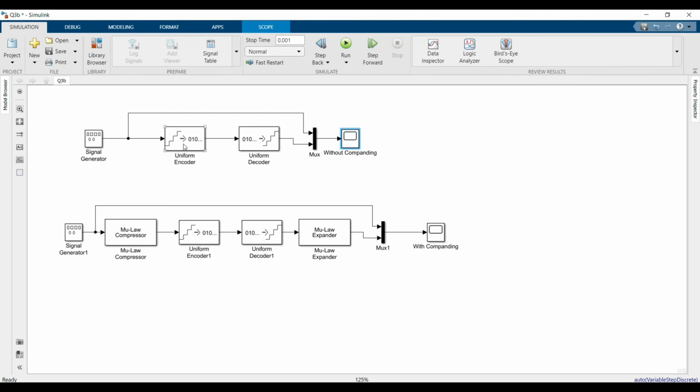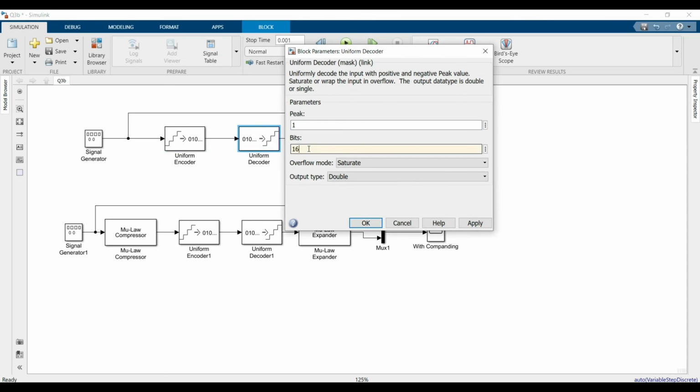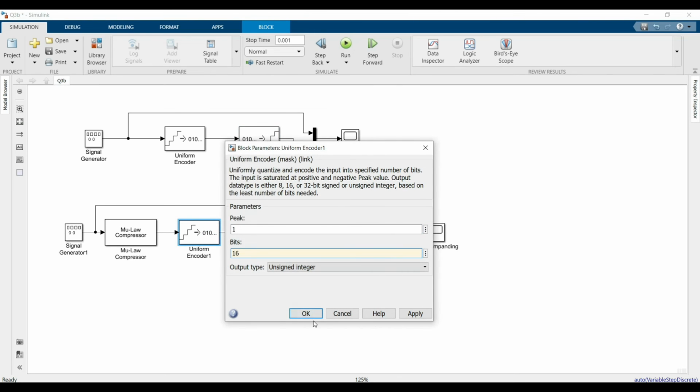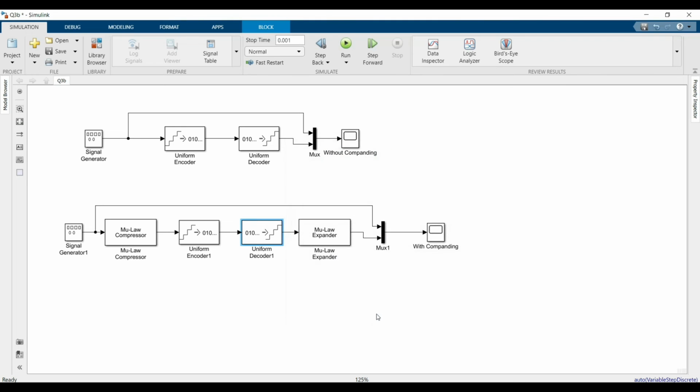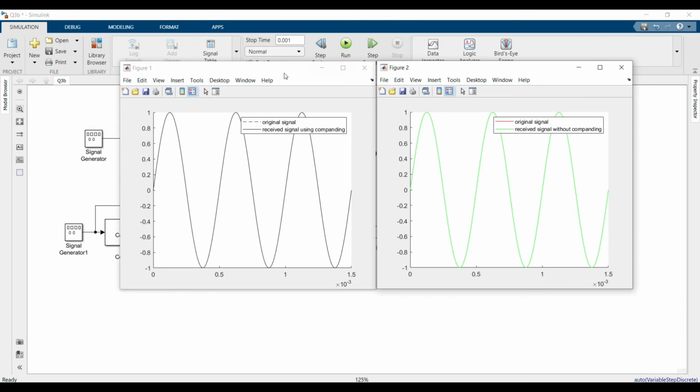Next, we will do the quantizing level of 16. So we will just change the number of bits in the uniform encoder to 16 and the uniform decoder to 16 for the quantized signal without companding. And also for our companding received signal here, we will change the uniform encoder into 16 bits and also the decoder into 16 bits. Then when we run it, we will get the quantized signals of quantizing level 16. Here is the received signal using companding, and here is the received signal without companding. So from the result, we know that the received signal is highly correlated to the quantizing level. That's all for this exercise.